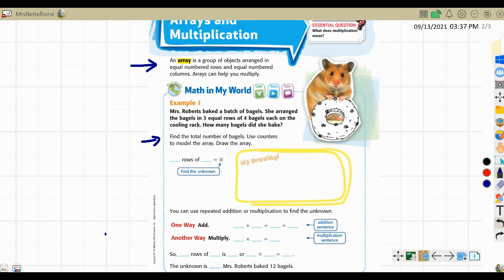Use counters to model the array. You can do this if you want. You can use pennies or peanuts, or you can use your Legos or whatever. But then we're going to draw the array.